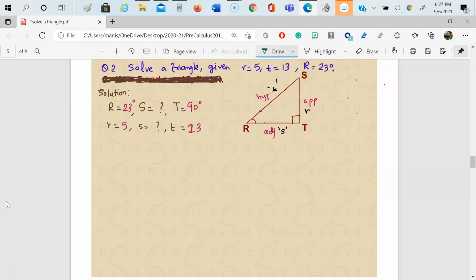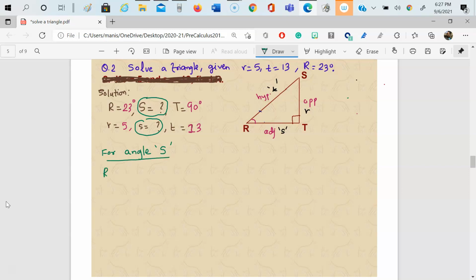Now what do we have to find? I have to find angle S over here. I have to find one value, and I have to find lowercase s, that's my side also over here. So I have to find 2 values. I will start with the same strategy. First of all, I will find my uppercase angle S.